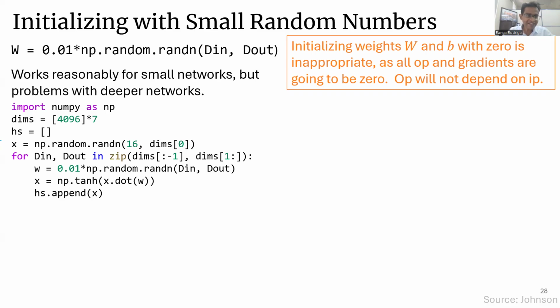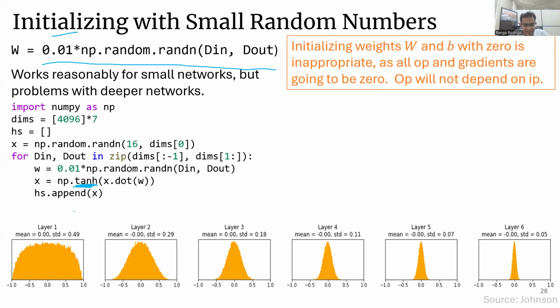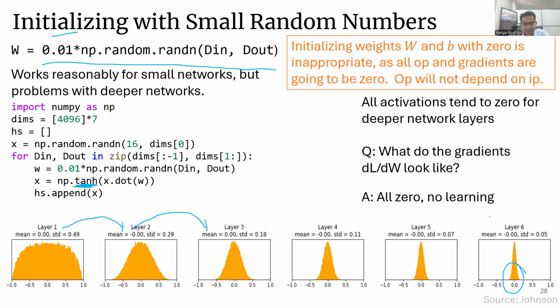One option is to initialize W with normally distributed random numbers. Then an activation like hyperbolic tangent is fine. But what they noticed is that when this goes from layer 1 to 2 to 3 and so on, the activations become very close to 0. That is bad. So all activations tend to 0 for deeper network layers. So what do the gradients dL/dW look like? They will all become 0, and then there will be no learning. So this is a problem.